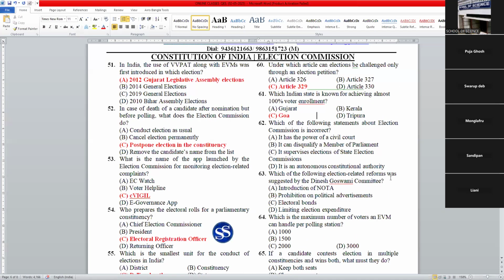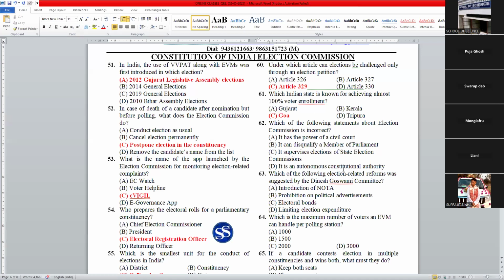Okay. Answer question number 62. Which of the following statements about election commission is incorrect? Option C. It's option A, sir. It has the power of civil code. Option A is correct because the election commission has the power of the civil code to summon witnesses, enforce attendance, and receive evidence in its proceedings.